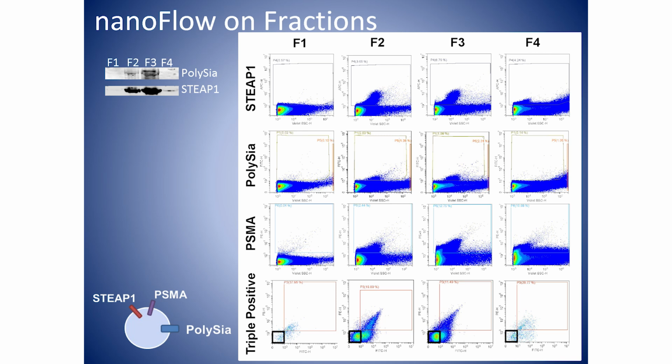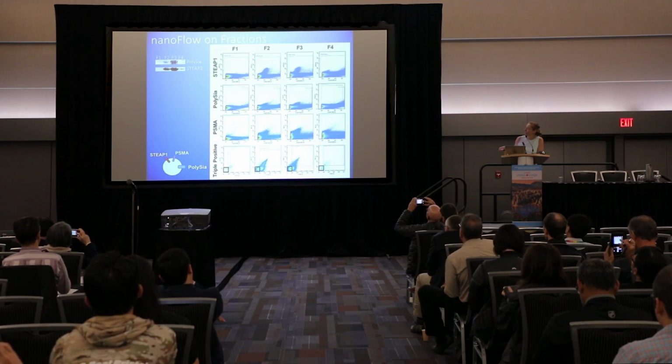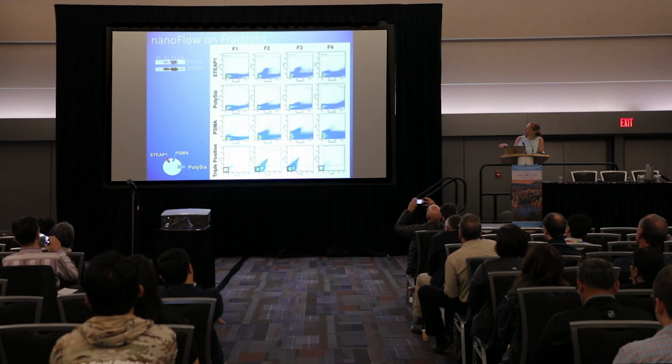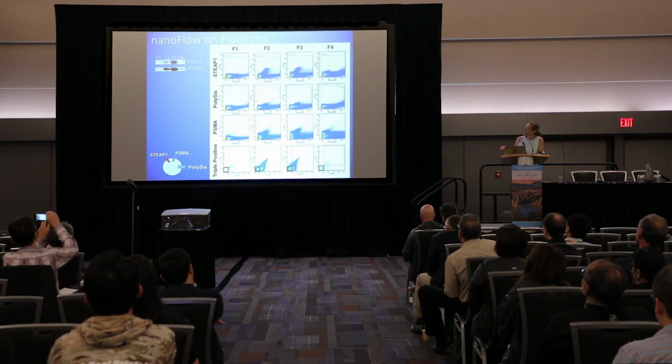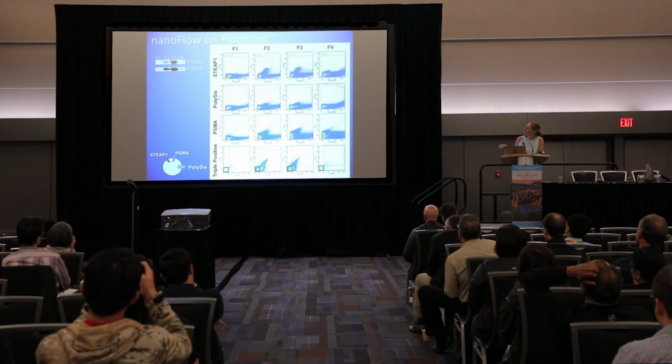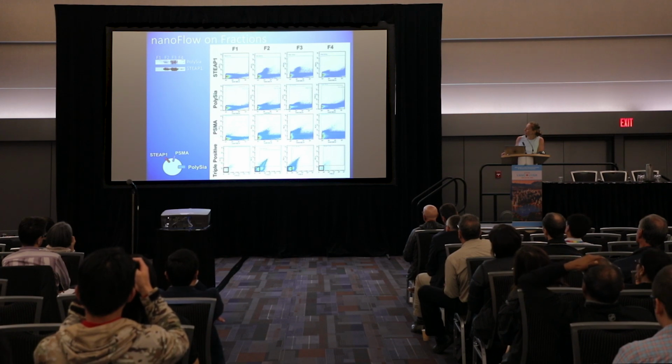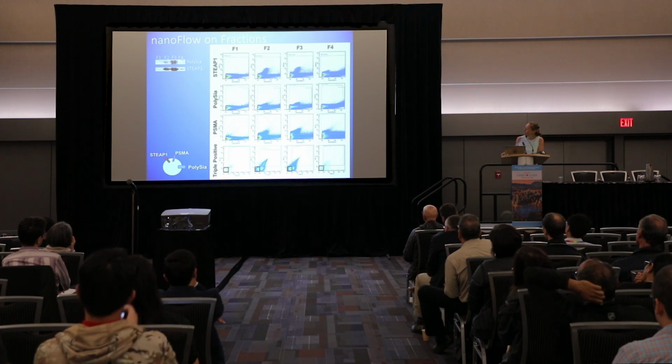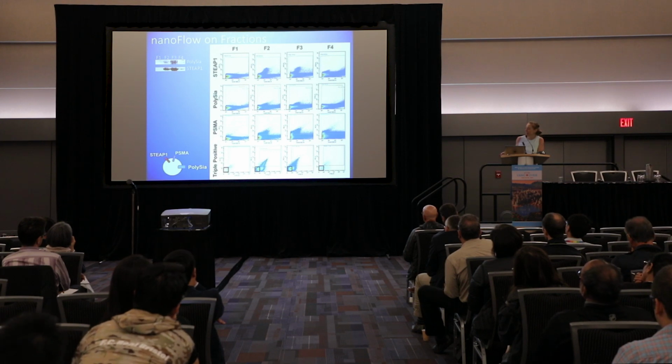So when we did that, here's our fraction on our flows. We could see that polysialic acid was clearly present on these extracellular vesicles that were coming from the prostate. And once again, these are just our EV fractions, and then fraction 4, where we'd start to see some more protein contamination. Within each fraction, you can see the levels of STEAP1, polySia, and PSMA. What we can do here is take our STEAP1 positive extracellular vesicles and gate and say how many of those are also positive for PSMA and how many of those are also positive for polySia. And then that gives us our population here.